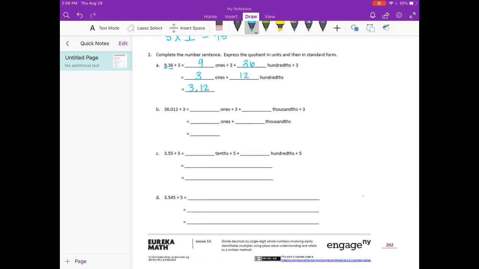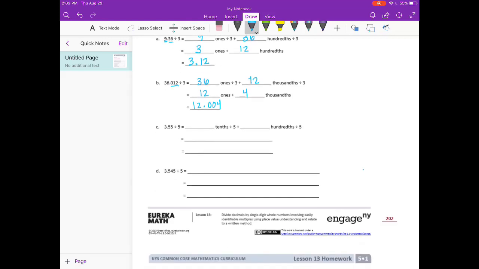Part B, 36 and 12 thousandths divided by 3. So we have 36 ones divided by 3 plus how many thousandths? We have 12 thousandths divided by 3. So 36 ones divided by 3, that would be 12 ones, plus 12 thousandths divided by 3, that would be 4 thousandths. So we have 12 and 4 thousandths.